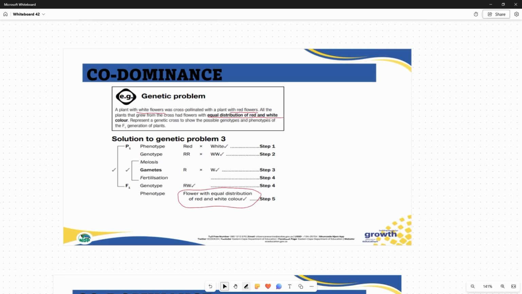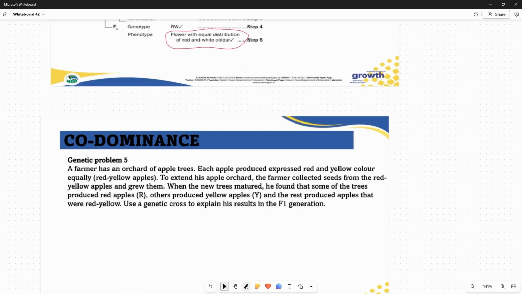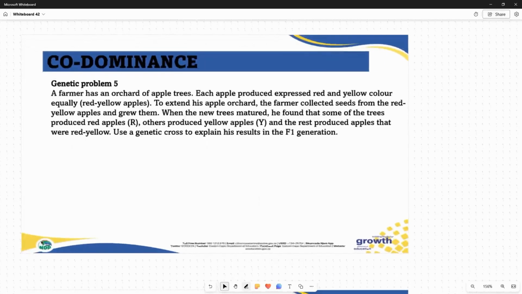So for the co-dominance, this is a take-home activity that you can do. Please remember that for both co-dominance and incomplete dominance, we use capital letters. This is a take-home activity where you can do this genetic problem, where a farmer has an orchard of apple trees. Each apple produced expressed red and yellow color equally. To extend his orchard, the farmer collected seeds from the red yellow apples and grew them. When the new trees matured, he found that some of the trees produced red apples, others produced yellow apples, and the rest produced apples that were red and yellow. So you can use a genetic cross to explain this result in the F1 generation.